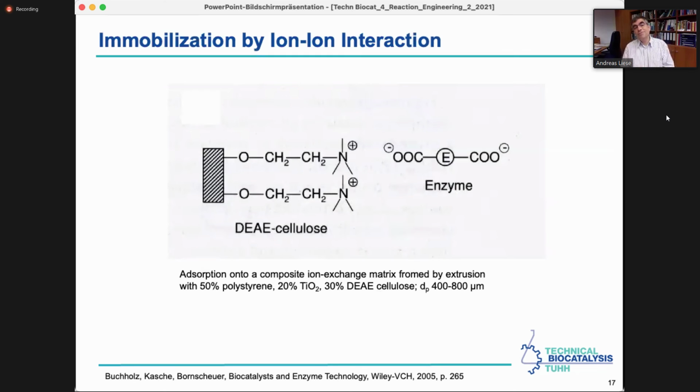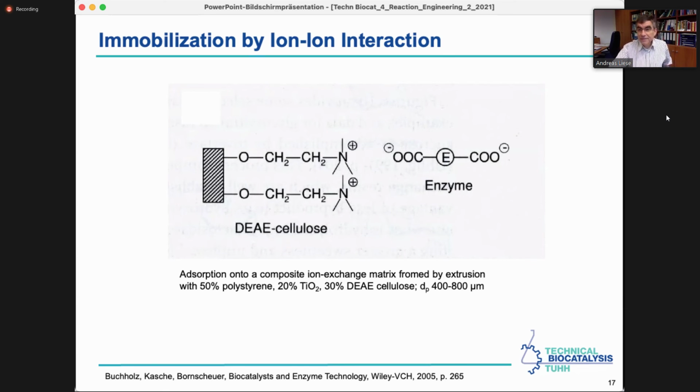The other way is not entrapment, but we have a carrier material, DEAE cellulose, for example with a cellulose backbone, and we have surface functional compounds which have a positive charge. The enzyme, in part because of amino acids, has acids, negative charge, and we have just an ion interaction. You do not need to know anything of these chemical structures here for the examination. We won't ask for this, but just the principles once again.